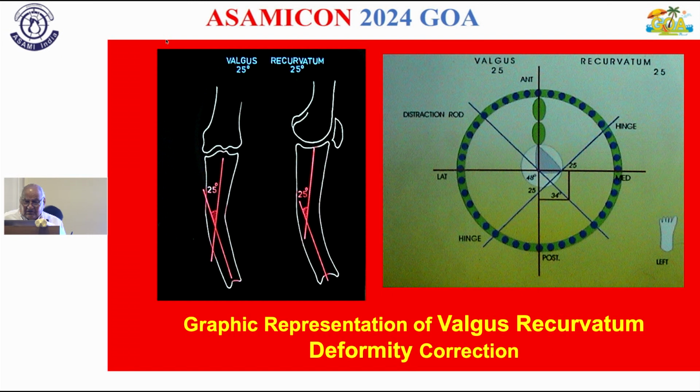So these are the other sections you can see here. Because it is a valgus in the AP view and recurvatum in the lateral view, according to that you have to change your angle here, and you know the exact oblique plane deformity.